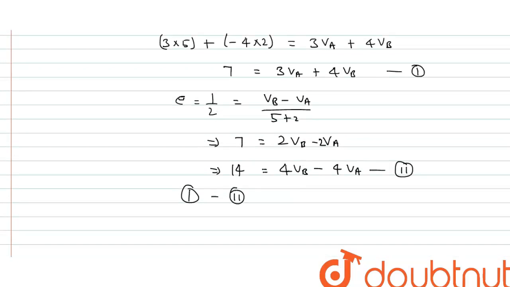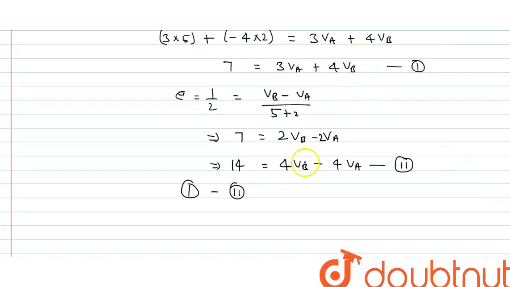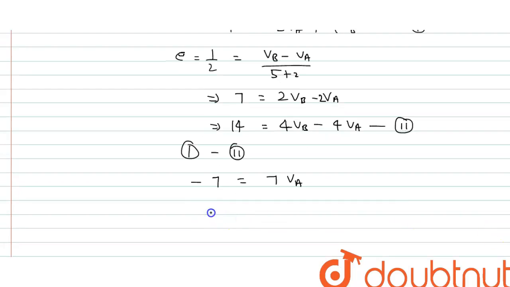So from 1 minus 2, we can see 4VB and 4VB cancel out. 7 minus 14 is minus 7, and on the right side 4VB cancels. 3VA minus 4VA, that means minus VA. So VA is equal to minus 1, that is, VA is equal to minus 1 meter per second.